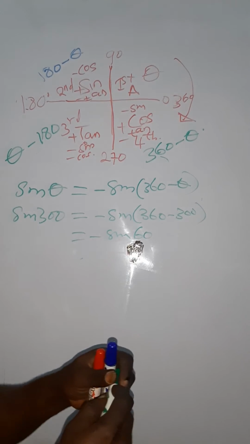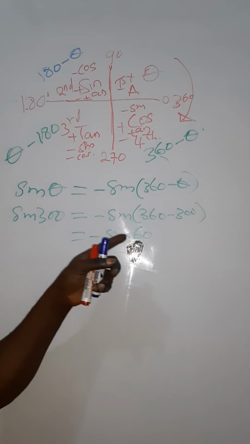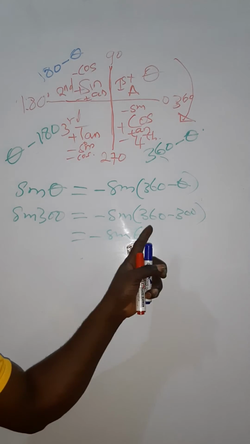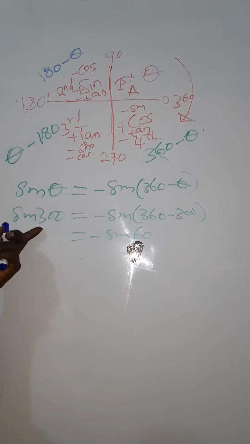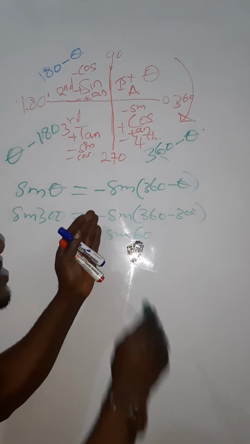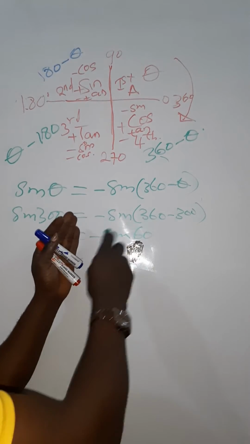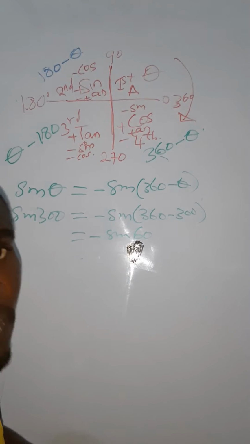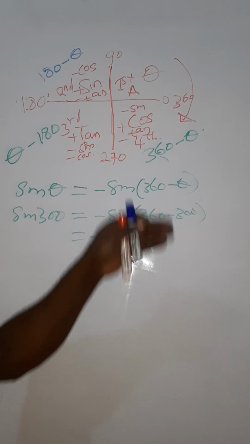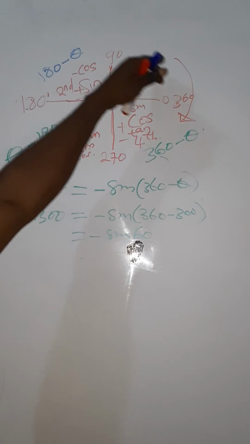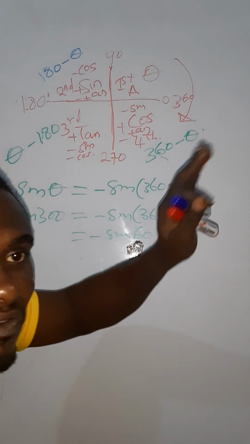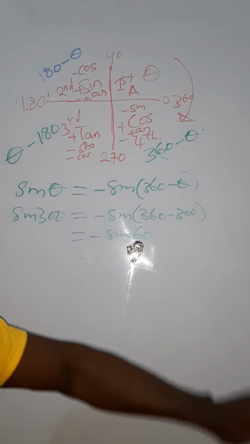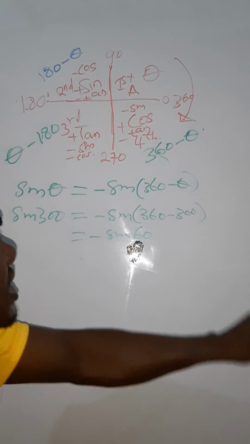So if you press sine 300, it's going to give you the same result as sine 60. The difference is that this one will be carrying minus, while sine 60 will not be carrying minus. But because you have included the negative outside, it will make the result the same. So if you are having it as cos, cos will still give you positive. So this is how you begin to know whether the end result of any angle is going to give you a positive or a negative value.